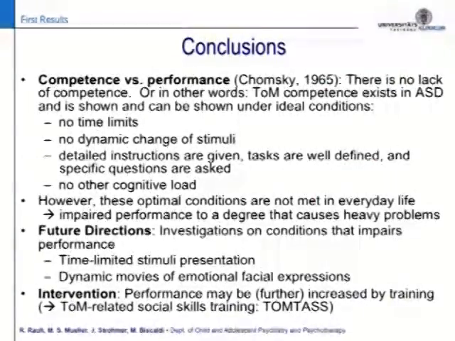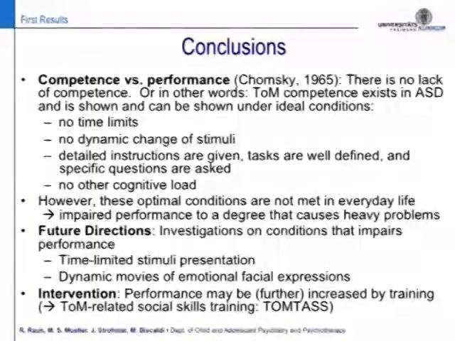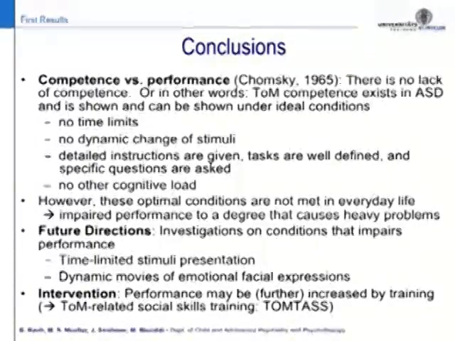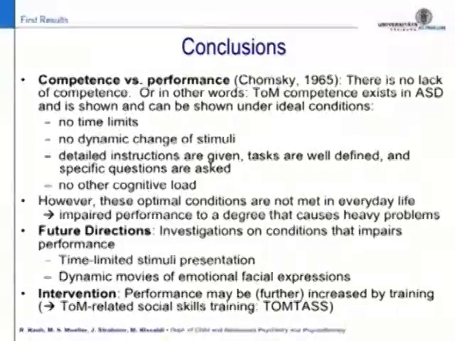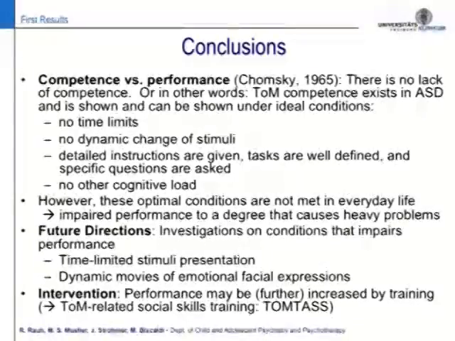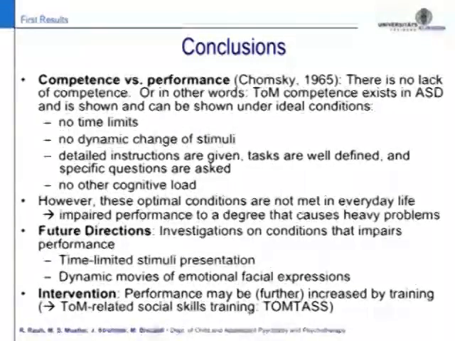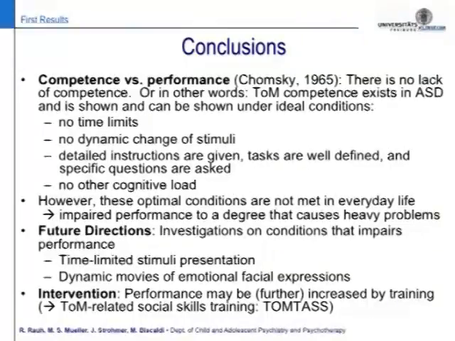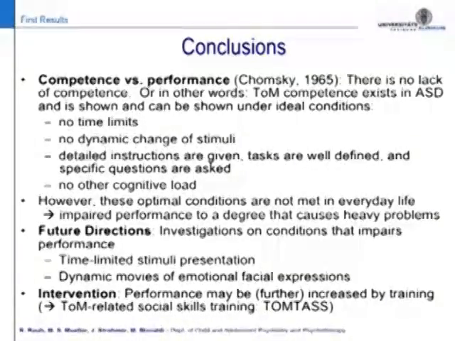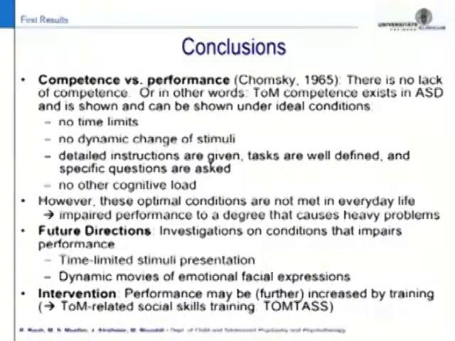Okay, our conclusions. We would like to refer to an old distinction that was put forward by Chomsky in 1965, where he made a difference between competence and performance. As a linguist, he was trying to explain the fact that native speakers of a language are perfect in judging the grammaticality of a sentence, but are such poor performers in everyday life when they utter sentences. His conception is that native speakers have the competence that they can show under ideal conditions. And maybe that's also the case with our experiment, that the ASD children have the ToM competence, and they could show it in our experiments because they had ideal conditions.